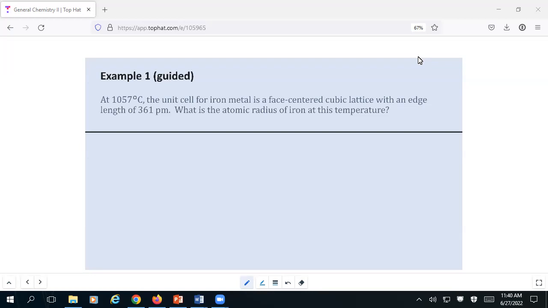If you're wondering what am I going to see on the quiz on Wednesday about this, it's primarily going to be these kinds of calculations. Can I calculate density given information about the unit cell and its composition? Can I calculate the diameter or the radius of an atom based upon its density and some other information?